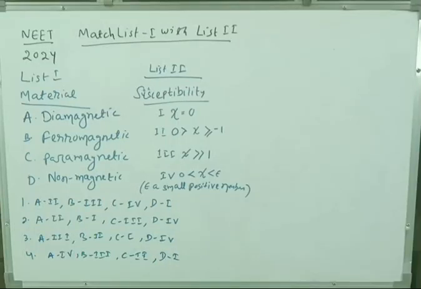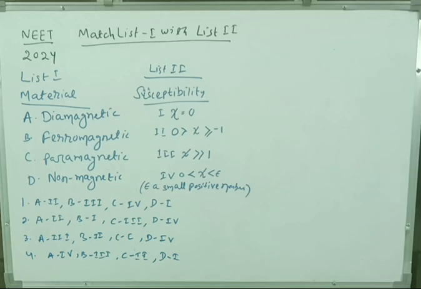Students, this question was asked in NEET 2024 from the chapter Magnetic Properties of Matter. There are two lists. List 1 is material, list 2 is susceptibility. In list 1, A is diamagnetic, B ferromagnetic, C paramagnetic, D non-magnetic.